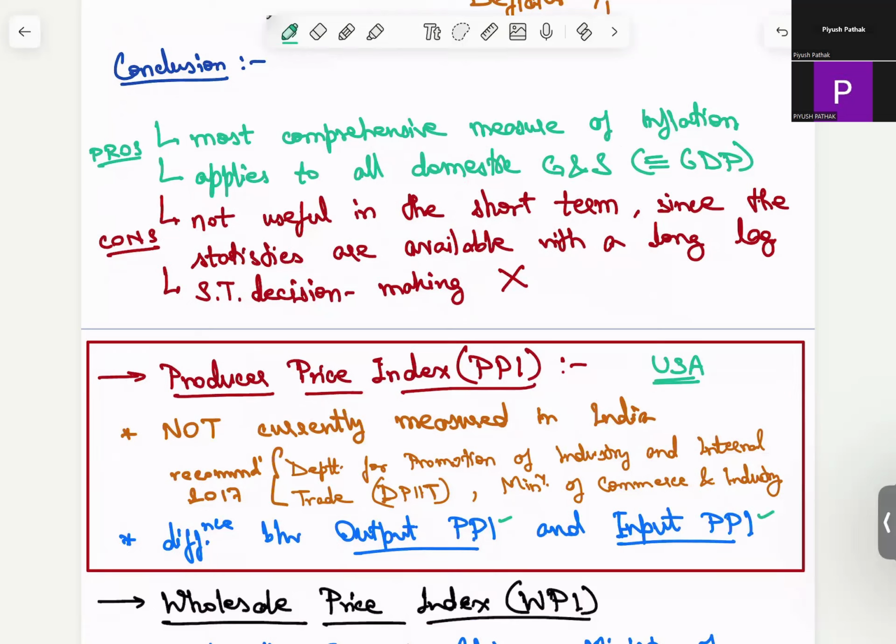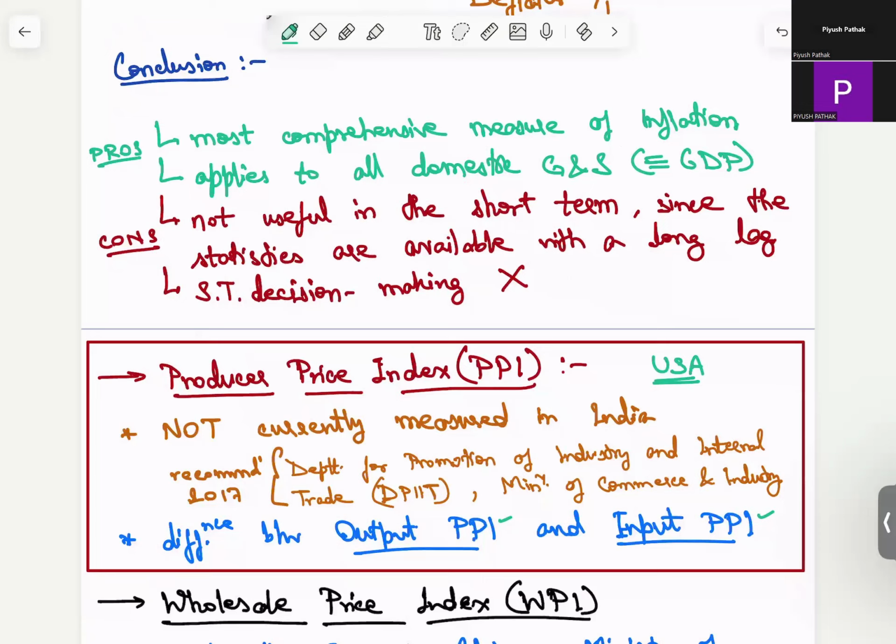This is the first level of activity in the economy. If you talk of the primary producer, it is the farmers and agriculturalists, and if you talk about the manufacturing sector, then it is the raw material before it has been processed, before it reaches wholesale and retail and finally the consumer. So this is the measure of inflation at the first level. Currently we do not have it, that's why it is not important. Not talking much about it.